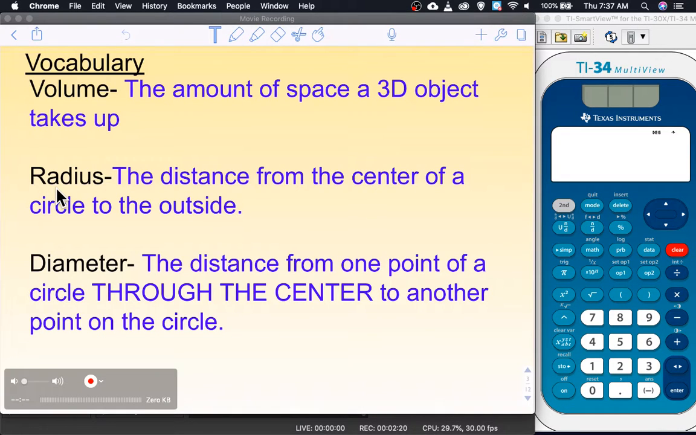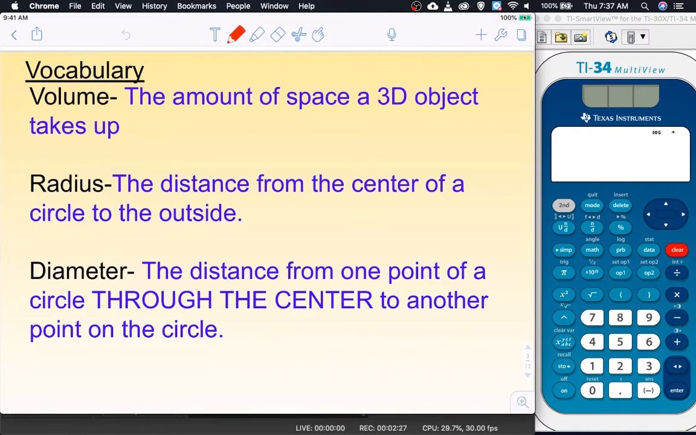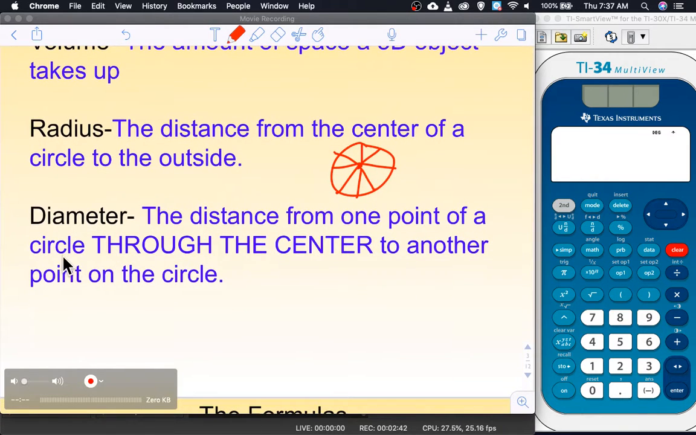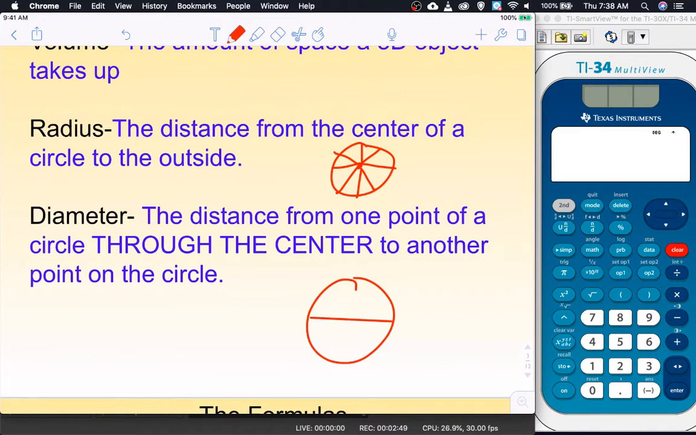Okay, a radius is the distance from the center of the circle to the outside. So that would be kind of like the spoke of a bicycle wheel. It's from the center to the outside. All of these should be the exact same distance. They are all radiuses, radii. A diameter, though, is the distance from one point of a circle through the center to another point. So it's essentially going to cut your circle in half as long as it goes through the center.